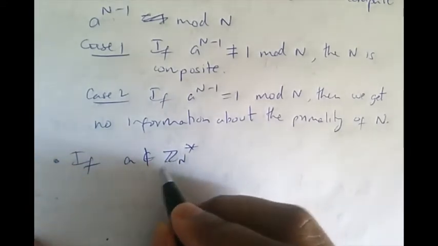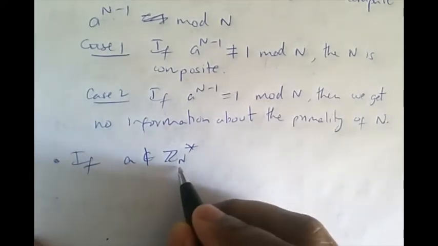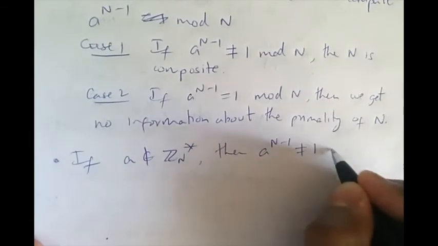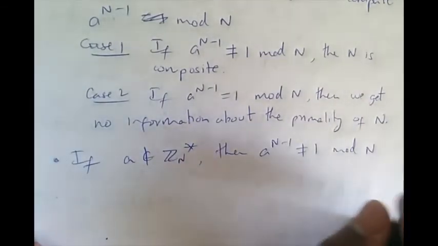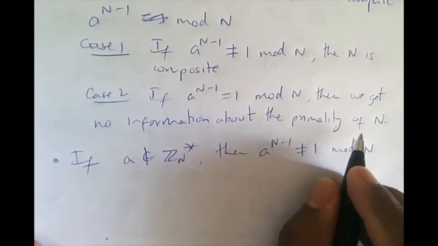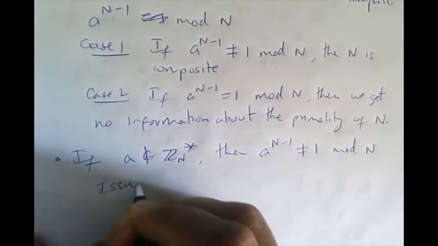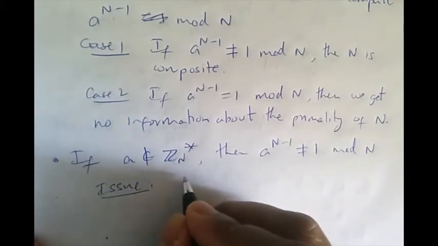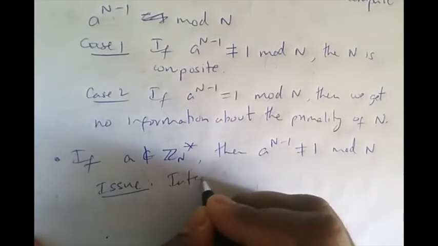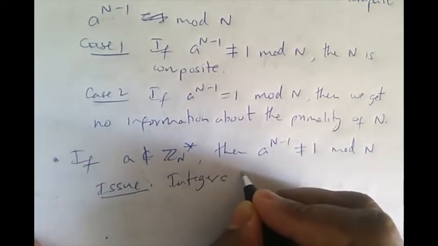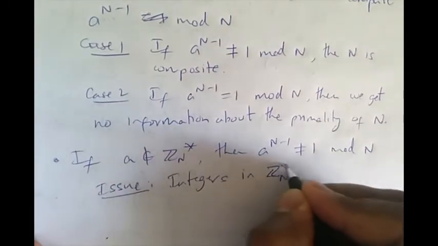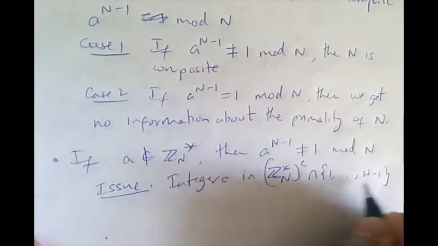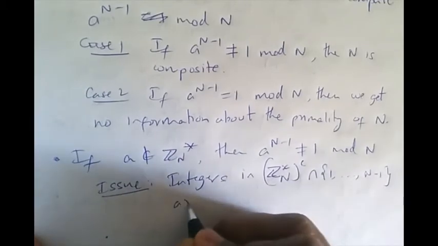So in the previous lecture, we showed that if you're lucky and A falls outside Zn star, then A raised to n minus 1 is not equal to 1 mod n. Definitely, with probability 1, this will happen. But the issue is that integers outside Zn star are rare, and we argued that last time. Integers in 1 to n minus 1 which are not in Zn star are rare. There are very few of them.